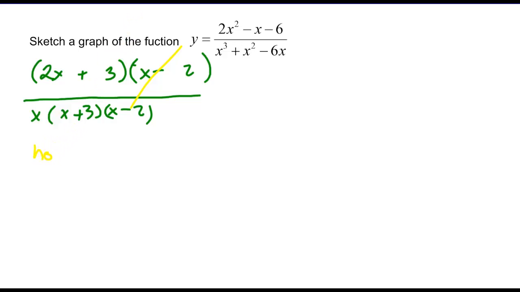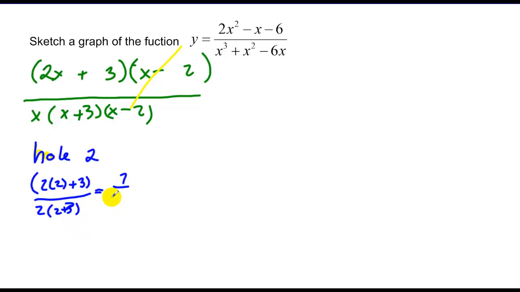Let's do that first. Get a better color too. We have a hole at 2, and then what's left, I have 2 times 2 plus 3 over 2 times 2 plus 3, which gets me 7 over 10. So I have a hole at 2 and 7/10. We'll use that later.